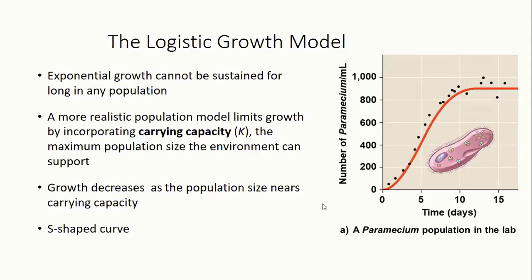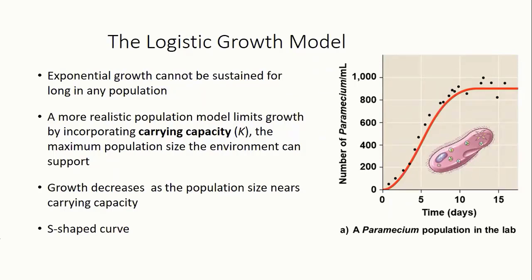Now, who can tell me what a stable population would look like? What's happening to this population? It's reaching its carrying capacity. Okay, yeah, it is reaching the carrying capacity, but what's happening to those individuals?